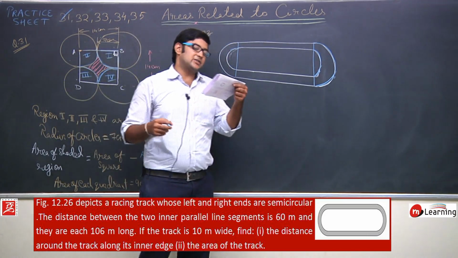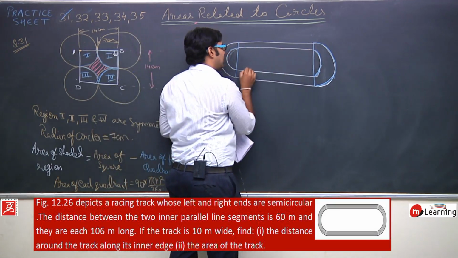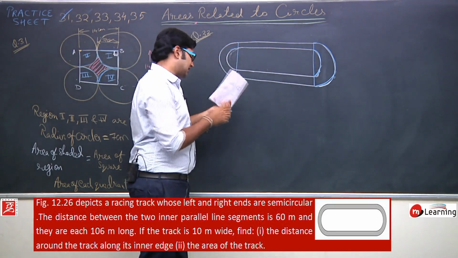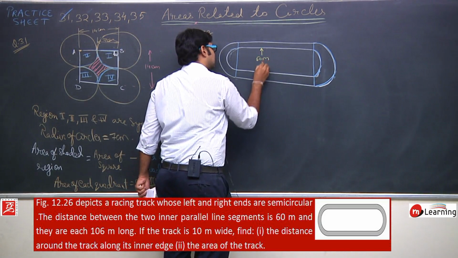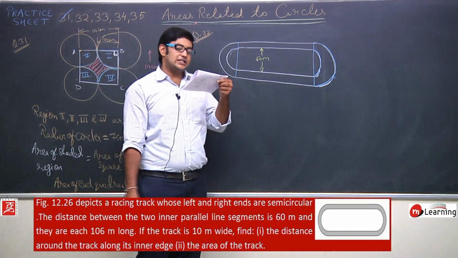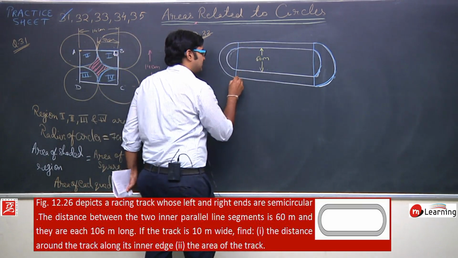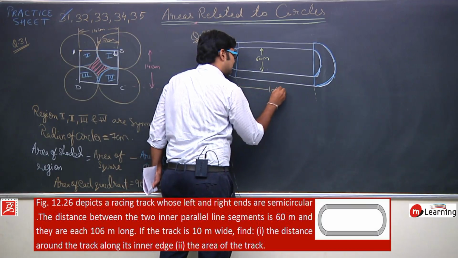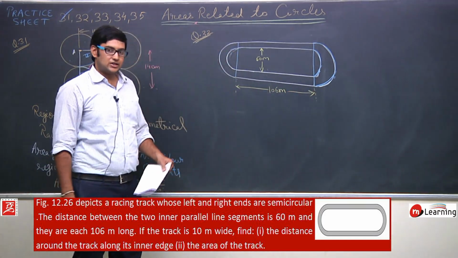Now what it says is the distance between two inner parallel lines. What are two inner parallel lines? This is one of the inner parallel lines and this is another inner parallel line. The distance between these two lines is 60 meters. So the separation between the two lines is 60 meters. Then it says they are each 106 meters long. So each line is 106 meters long. So this distance is 106 meters.